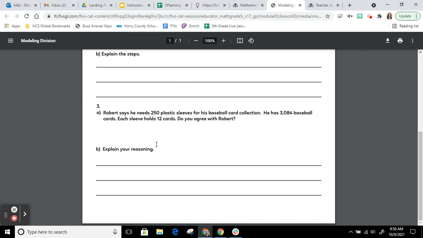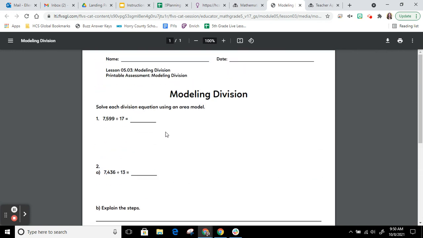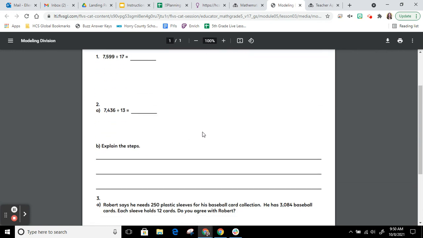All right, and then number 3. So I've just walked you through number 1. I did number 1 for you. Number 2, you're going to use my model that I did in number 1 to do number 2. Number 2B, I just showed you where to find that answer, those pink boxes that have the steps.